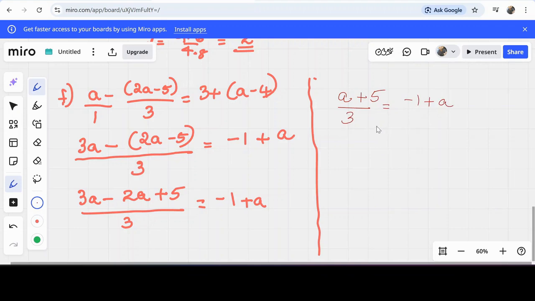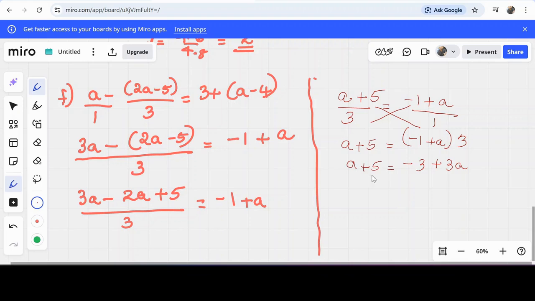So here I know that this minus 1 place alone, so I'll put the 1. Now I can do the cross multiplication, because there is an equal to in here. So a plus 5, which is equal to minus 1 plus a. Outside the bracket there is a 3. So a plus 5, which is equal to 3 into minus 1, which is minus 3, then plus 3a.